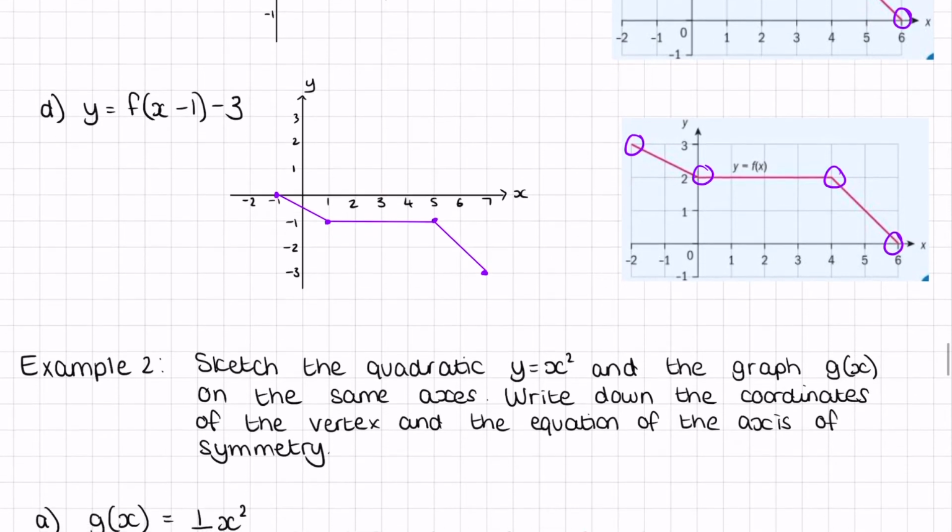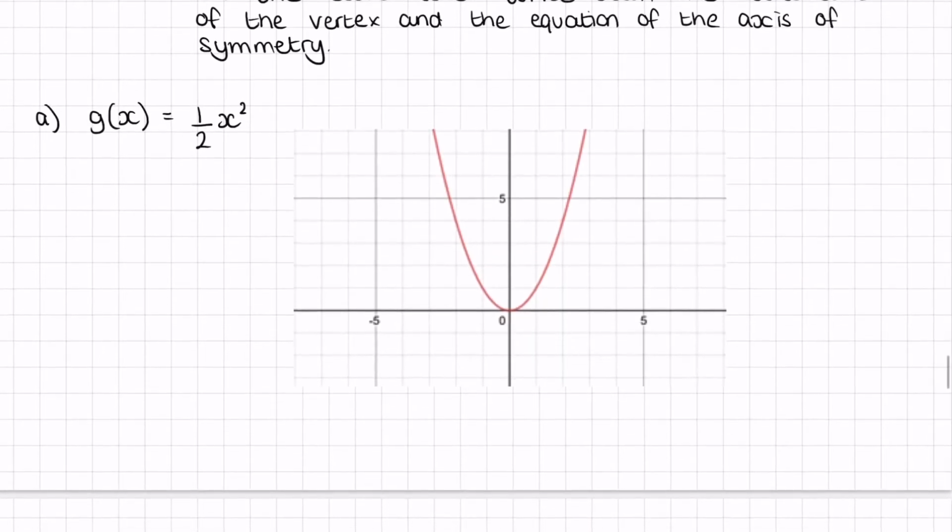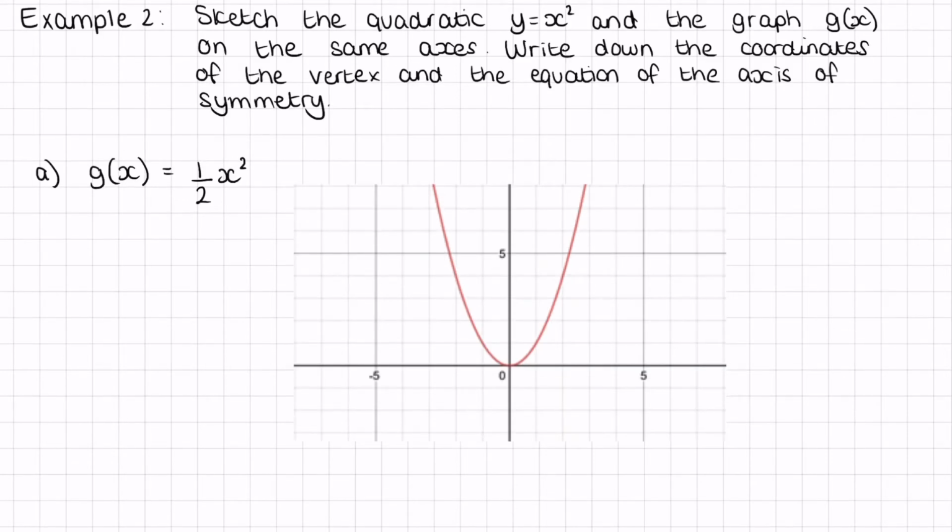So example 2, sketch the quadratic y equals x squared and the graph g(x) on the same axes. Write down the coordinates of the vertex and the equation of the axis of symmetry. Alright, so I've already put in the graph of x squared, so then we just have to draw the new graph on top of this. So we've got half of x squared, so that half in the front means it's a vertical dilation. Now because it's a half, it means it's actually going to compress vertically. Now in this one, remember the x values stay the same and the y values will halve. So there's a few points here that we can look at nicely.